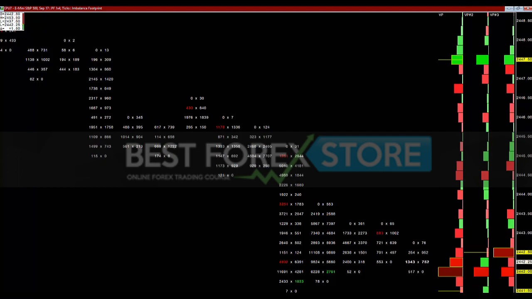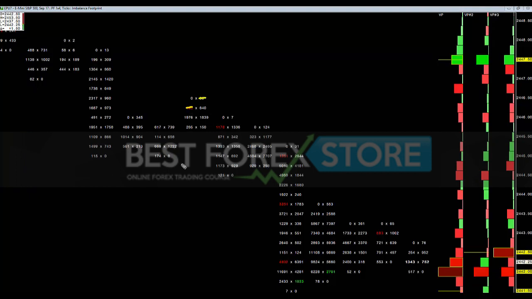So when we look at these, let's look at some of these red imbalances, the relationship between this guy and that guy. It went red because a lot more traded on the bid, aggressive sellers, than traded on the offer, aggressive buyers. Went red. Same relationship between these two guys and these two guys.